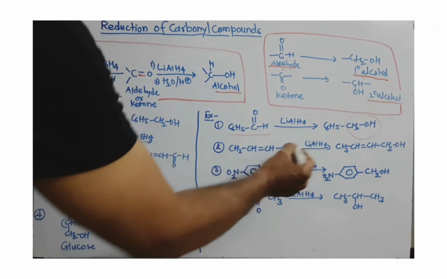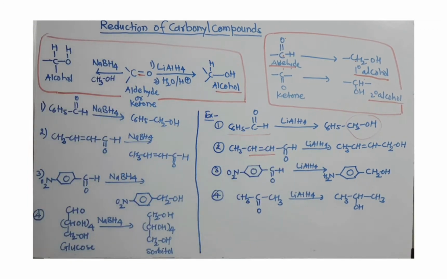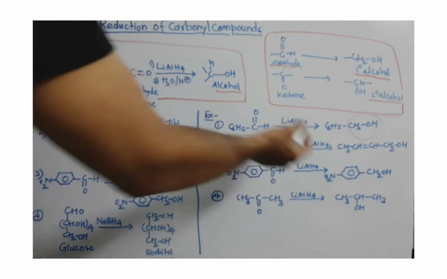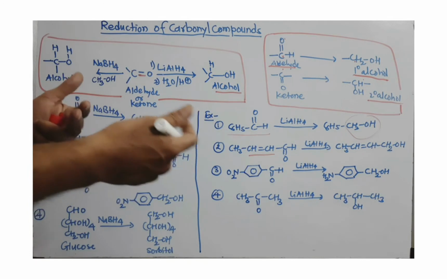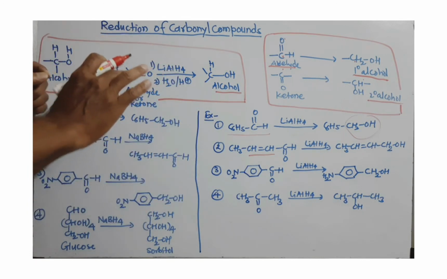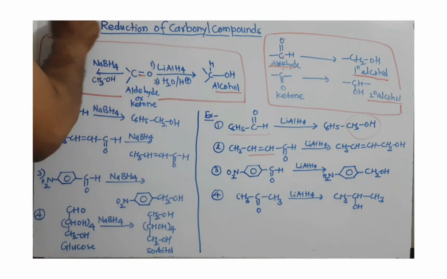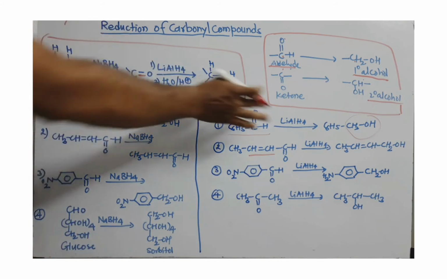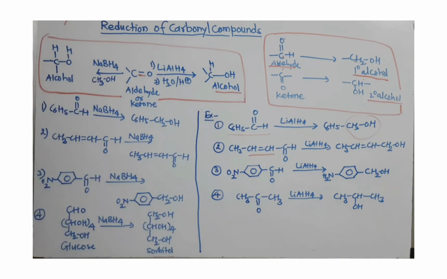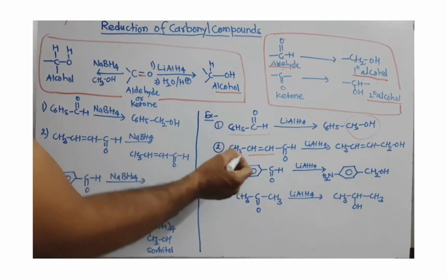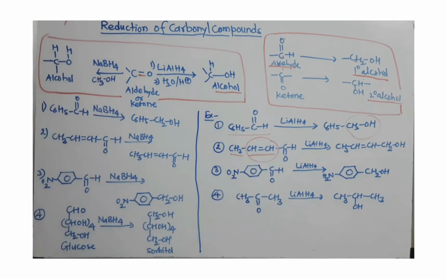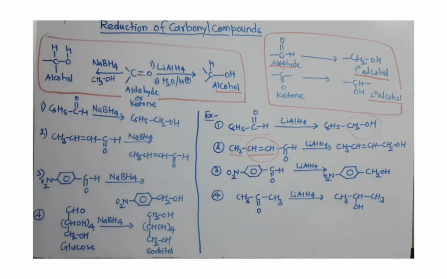Again, this lithium aluminium hydride can't reduce a carbon-carbon double bond. This is a non-polar double bond. Lithium aluminium hydride and sodium borohydride can reduce only polar double bonds. They cannot reduce a carbon-carbon double bond, which is non-polar, unless certain changes are there in the case of lithium aluminium hydride. If a benzene ring is attached, it can reduce it. But here no other group is attached. That's why this double bond is non-polar and is not affected by the lithium aluminium hydride.